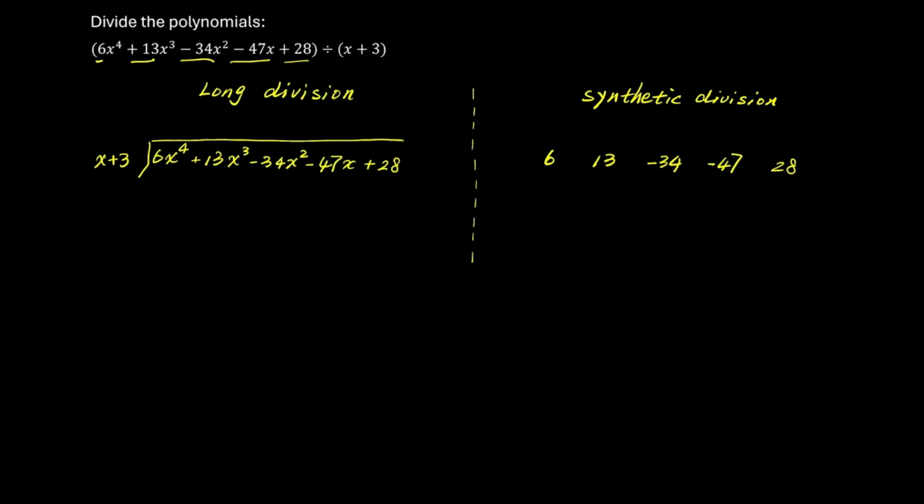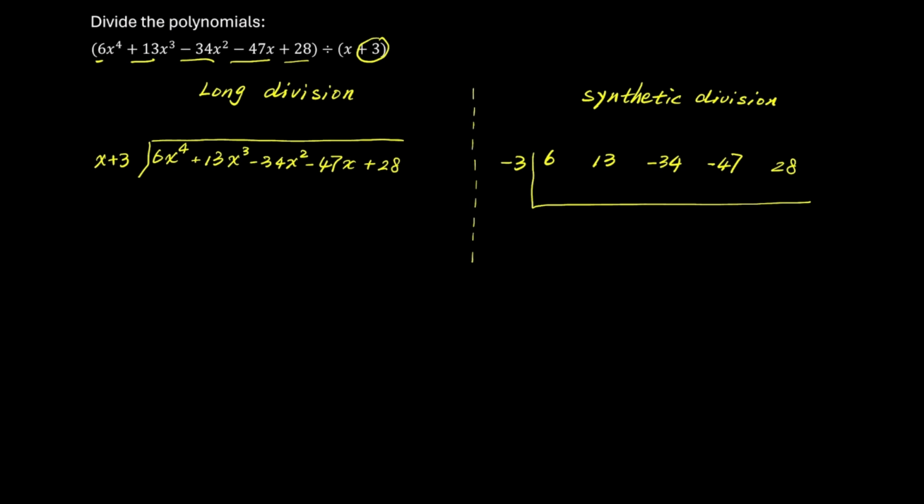Okay, and then we draw the symbol that looks like the backwards of the division sign. And over on the left of that, we put the opposite of the constant term from our divisor. The constant term in the divisor is positive 3, so we put negative 3 here. Alright, now we are ready to divide.